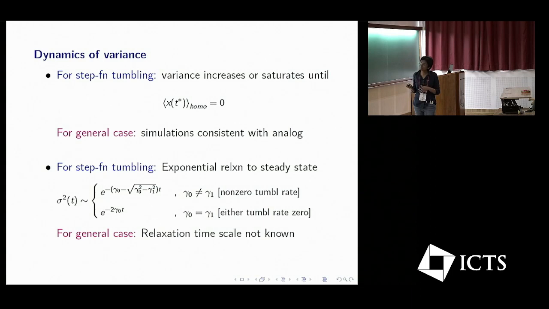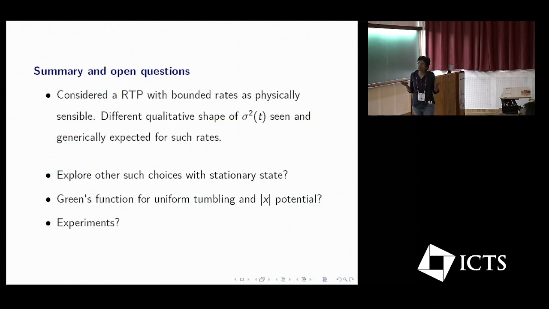For the step function tumbling case, we find exponential relaxation to steady state. And if the tumbling rates are non-zero, then this is how it decays. And this, I think, is known. For sigma square, if tumbling rates are zero, then we see a slightly different expression. In the general case, we don't know the relaxation time scale, how does it go? But yes. Okay, so that's all I wanted to say.